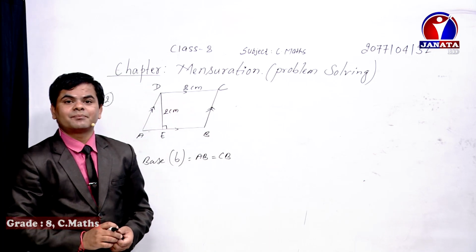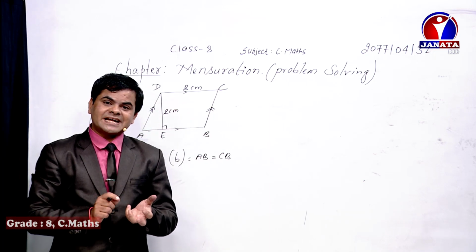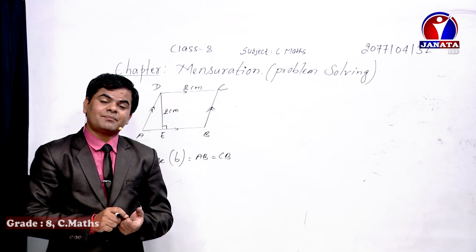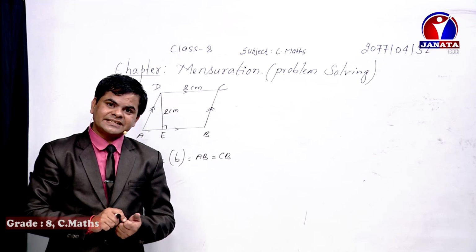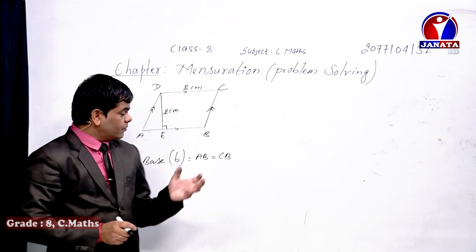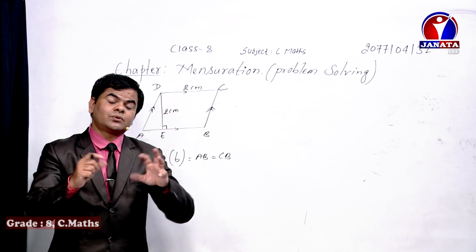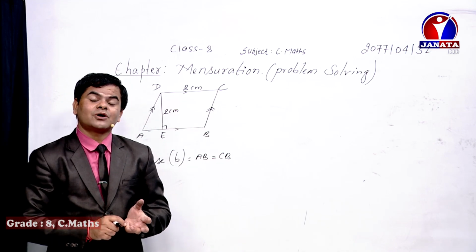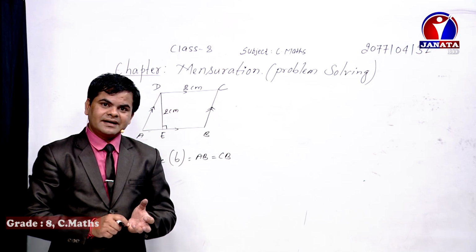What are the properties of a parallelogram? One is opposite sides are parallel. Another one is opposite sides are equal. And then diagonals bisect each other. And then opposite angles of a parallelogram are equal. When we think about the parallelogram, we need to know all these things. A quadrilateral whose opposite sides are parallel to each other is a parallelogram.